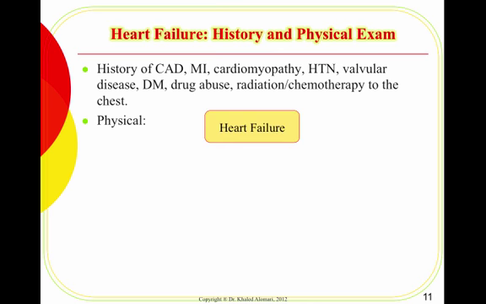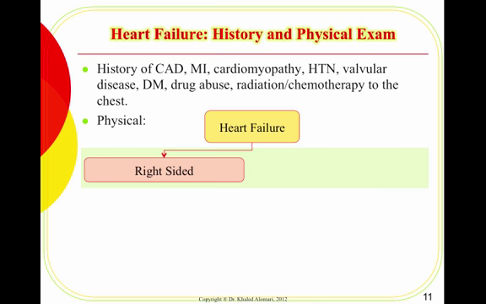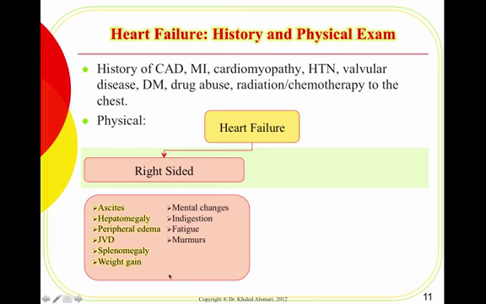Now, in physical examination, again, heart failure could be right-sided heart failure or left-sided heart failure. We say that right-sided heart failure mainly has to do with peripheral congestion. So the patient has ascites, which is basically abdominal edema, increase in the liver size, again because it's connected through the portal circulation to the right side of the heart, peripheral edema, JVD, splenic edema, and weight gain. Mental changes and indigestion are also common, but these are what really distinguish right-sided heart failure.